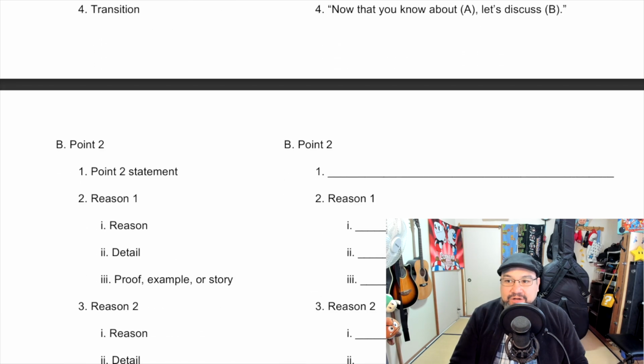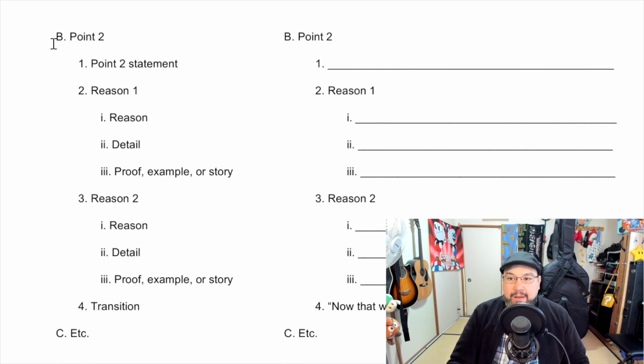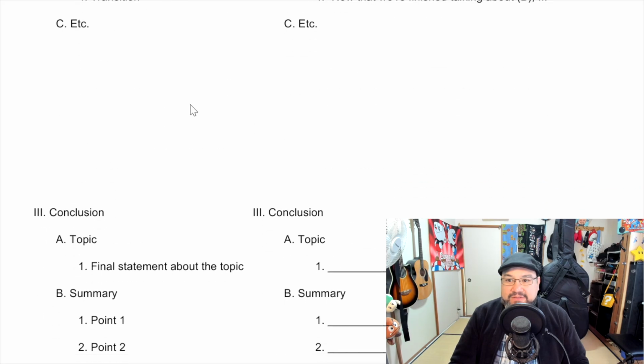Then, of course, you need a transition. Remember, form for me is important. Transitions are very important to help people understand that you're moving on. Now that you know about A, let's discuss B. Point 2. Now, point 2 is the same as point 1, the same exact pattern. C is if you have point 3, point 4, anything you want, that's the body.